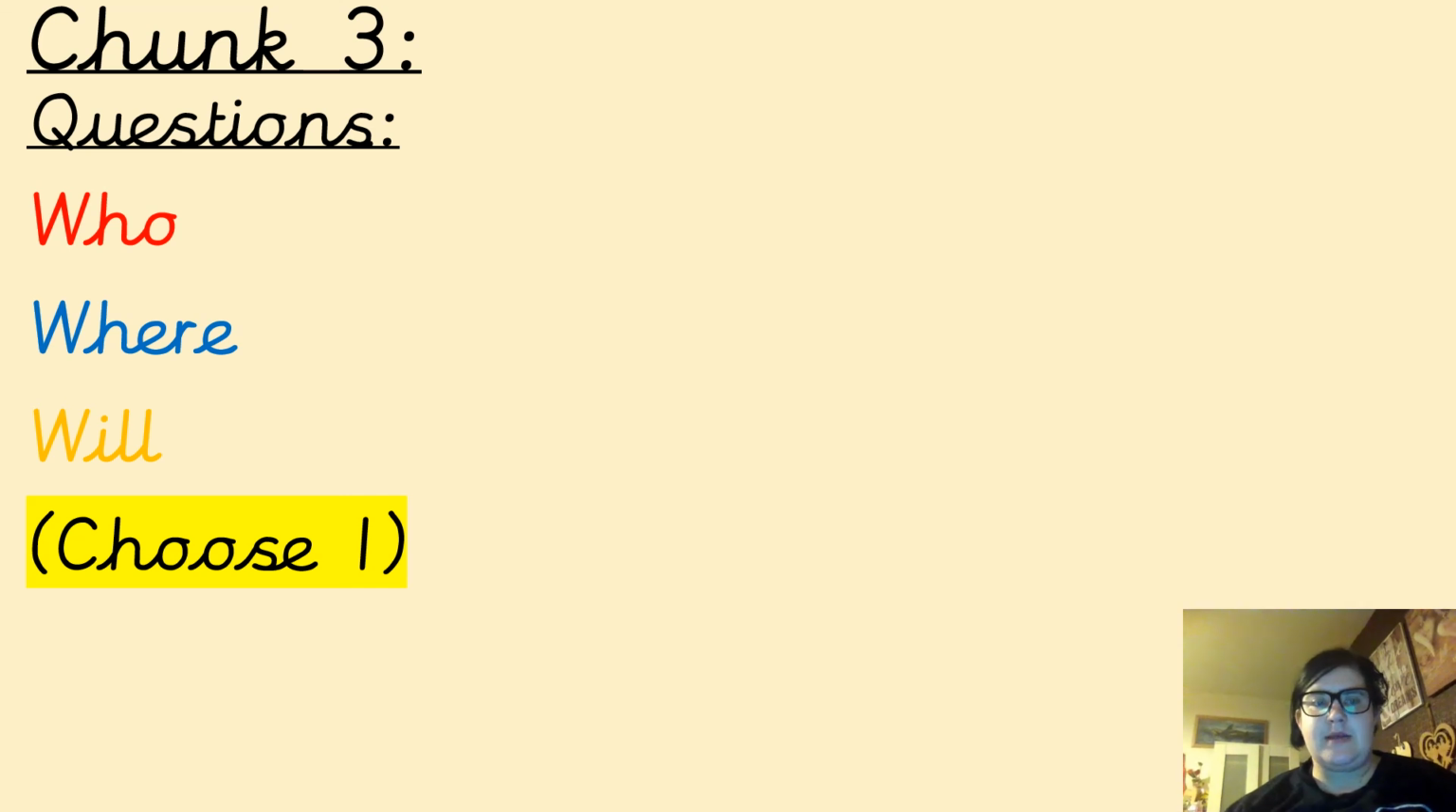Okay, chunk 3. So in this chunk, the aim of the chunk is to write a question. And you're going to be thinking about the place where Little Red Riding Hood would like reading books. So your job now is to think about which word you could use to start a question to find out which place she likes to read books in. So would it be who, where, or will? Which word would you use to start your question?